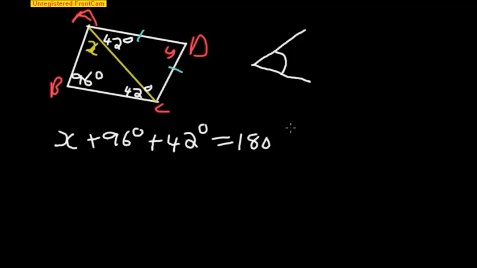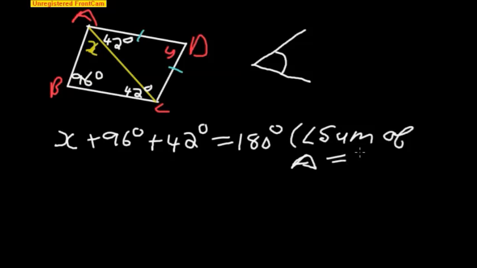Our reason: angle sum of triangle equals 180 degrees.